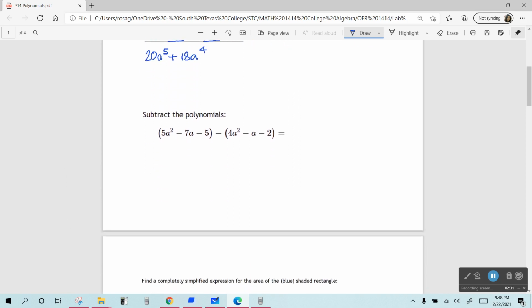When it's subtraction, you do have to change the signs for the second polynomial. So this would be a -4a squared, a positive a, and a positive 2. These on the first one stay the same. So when I combine like terms, it would be this one with this one, and it would be just a squared. This one with this one, minus 6a. This one with this one, minus 3.